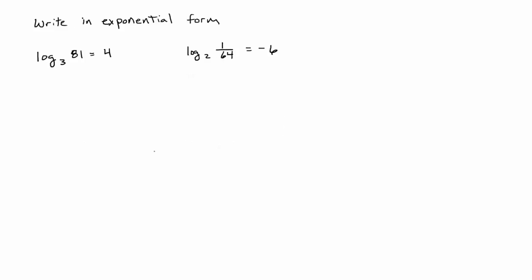Here they want us to write in exponential form, and we have log base 3 of 81 is equal to 4. And this is a true statement. We just want to rewrite it. And this is going to be an important formula or transition to remember. It's how to go from a log to exponential, because we're going to need it to solve logarithmic equations.